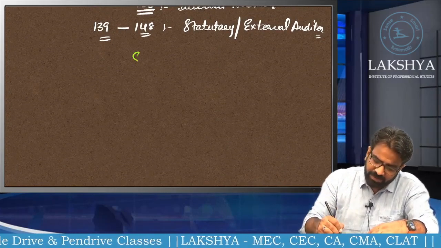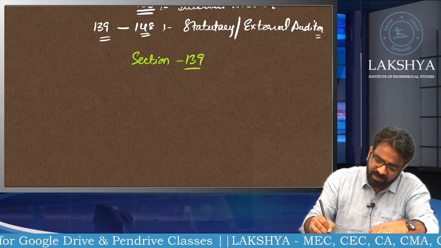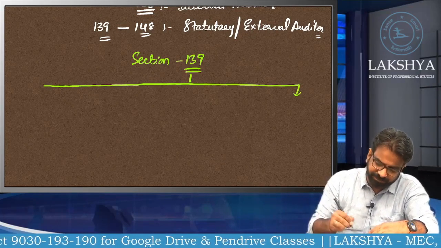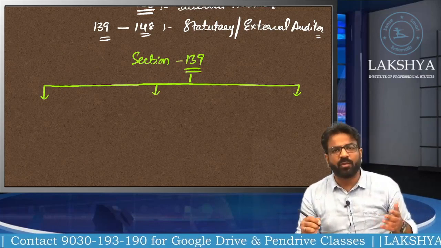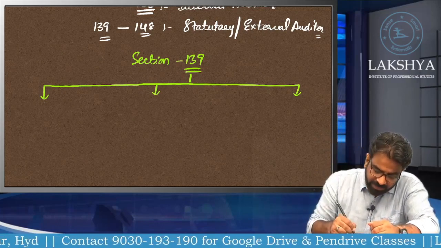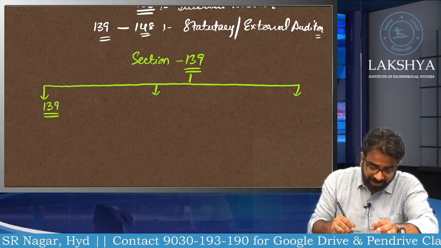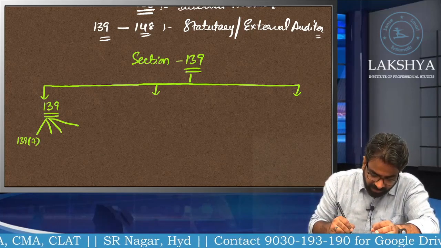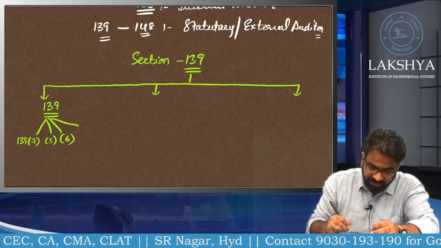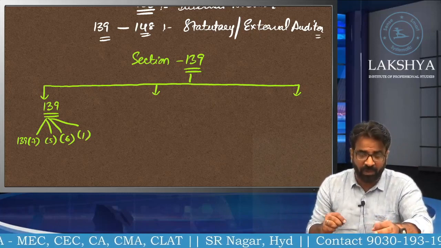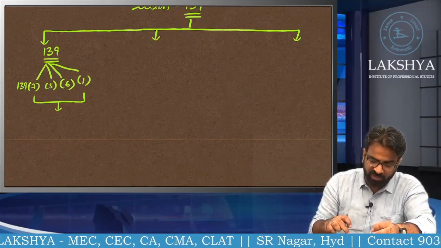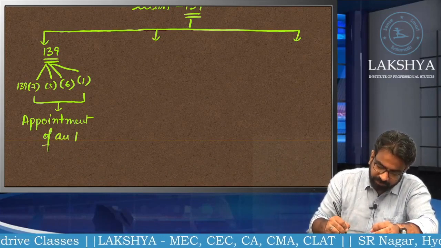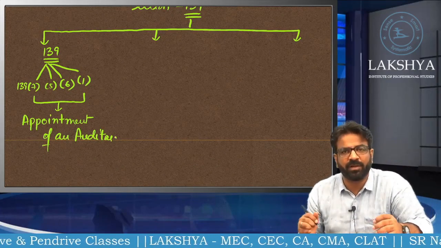Now, what is the first section? Section 139. Let me give you the structure of Section 139. In 139, we are going to divide this section into 3 parts. Under that, there are 4 subsections we have to understand: Section 139(7), Section 139(5), Section 139(6), and Section 139(1). All these subsections only talk about one thing, that is the appointment of an auditor. Everyone clear?